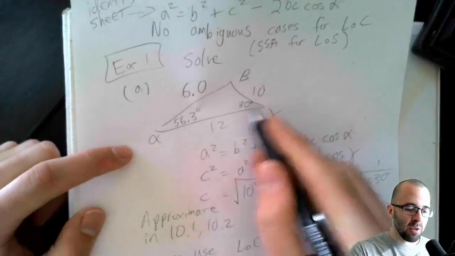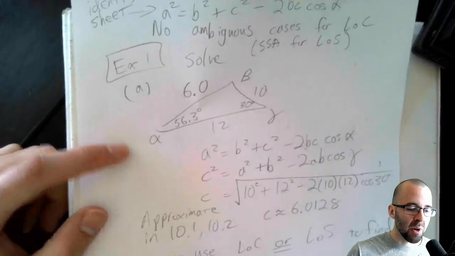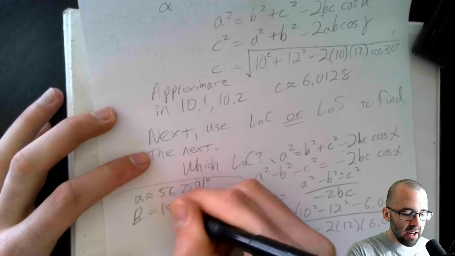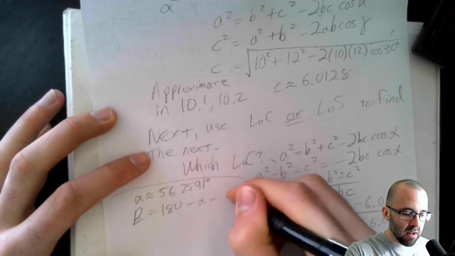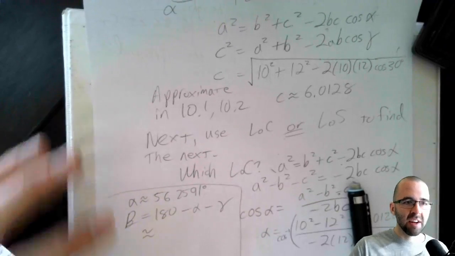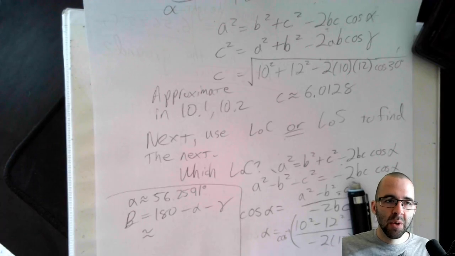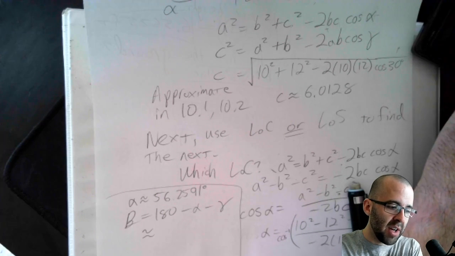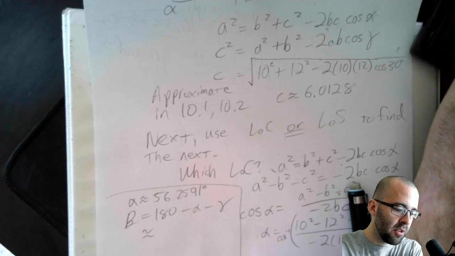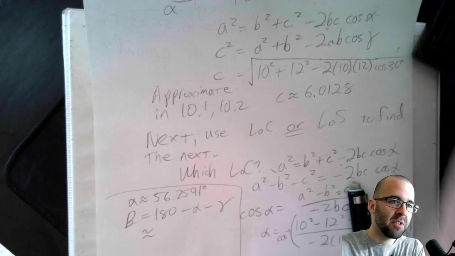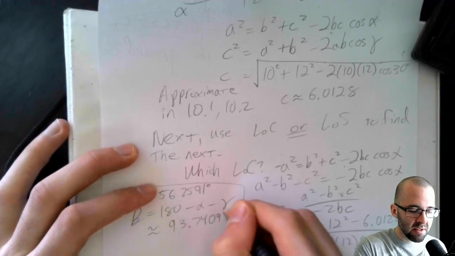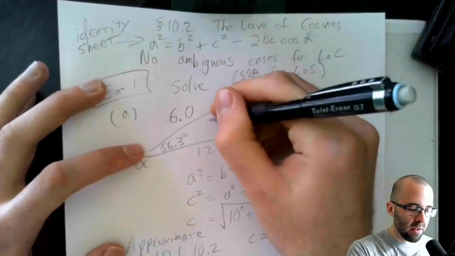All right, and now we have two angles. We can find the third angle because they all add up to 180. So we go down here and say, okay, beta is going to be 180 minus alpha minus gamma. So again, you just type that into your calculator again. What is 180 degrees minus alpha, which is 56.3 degrees, 2591, minus gamma, which is 30 degrees, and you're going to get 93.7409 degrees, or 93.7. Okay?